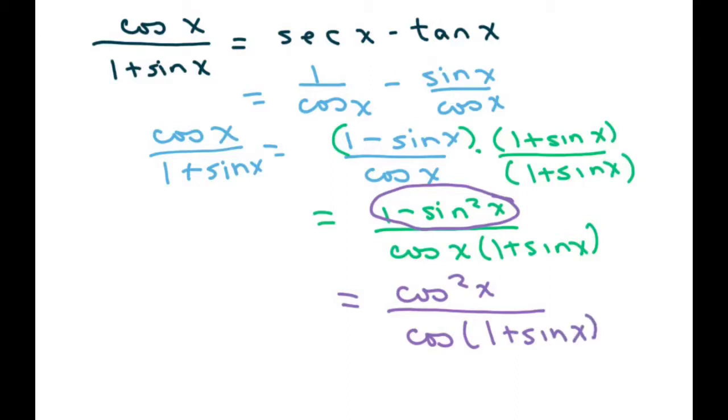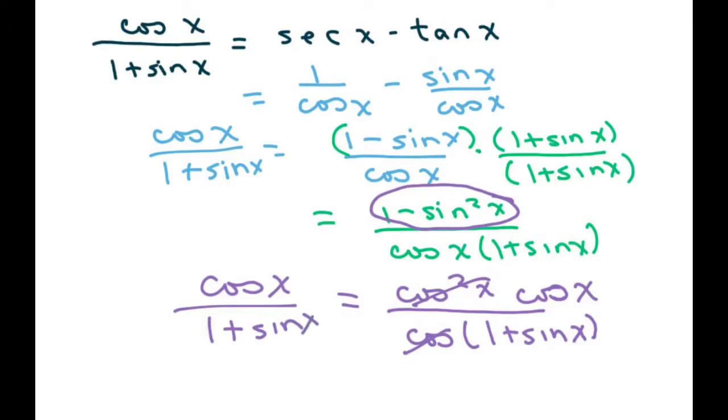Alright, so basically cosine goes into cosine squared once. Why did I put the square? So it's just cosine of x, which equals cosine of x over 1 plus sine of x.